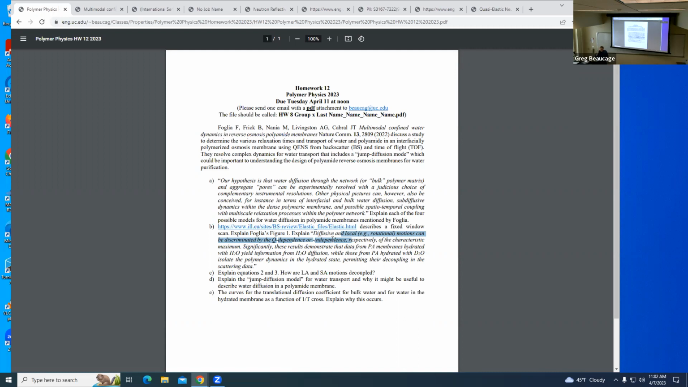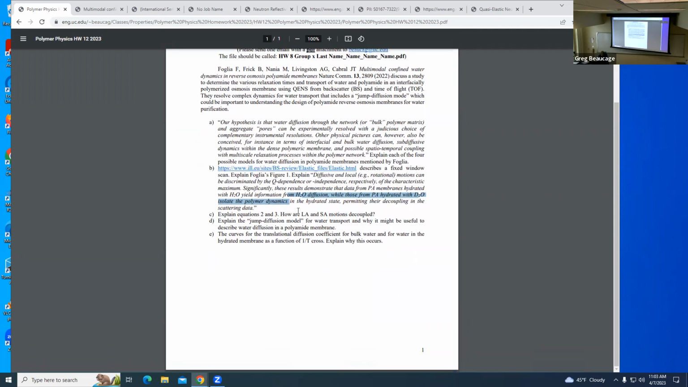So he's got a distance scale associated with the hopping. So I think that's kind of what he's talking about. Anyway, you can figure out what he's saying there. But these results demonstrate that the data from PA membranes hydrated with water, the information from water diffusion, with those from PA hydrated with D2O, isolate the polymer dynamics in the hydrated state, enabling their decoupling in the scattering data.